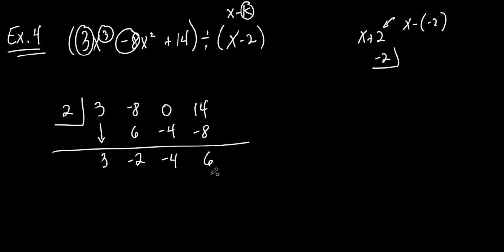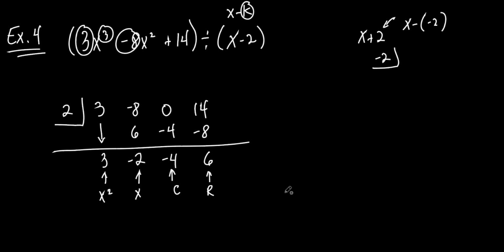Or you could look at it this way. Here's the way I like to look at it. This is always going to be your remainder. This is your constant. What's your next step up? This would be your x, and then this would be your x squared. You see that?